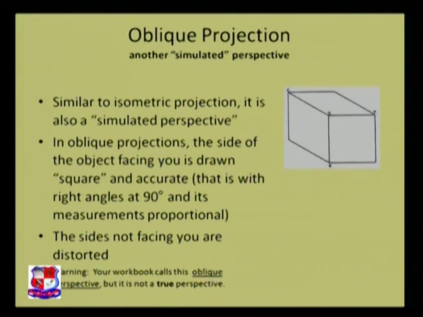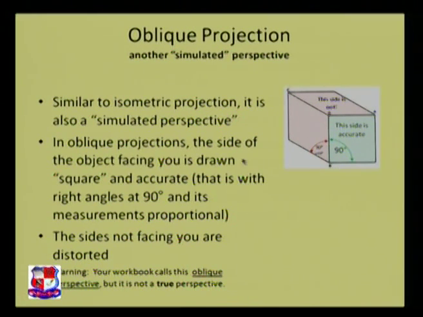Now if we see oblique projections, they are similar to isometric projection, but there is some difference. If you see this drawing, it has been simulated. This side is an accurate 90 degrees, but if you see, these lines are not at 90 degrees at all.